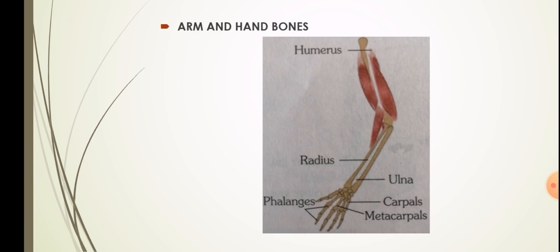These are called metacarpals, and each finger has three small bones, and these three small bones are called phalanges, okay. This is your arm and hand bone, okay. This is arm and hand bone.